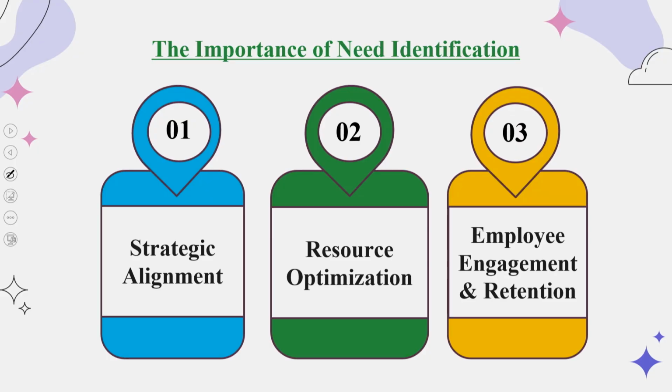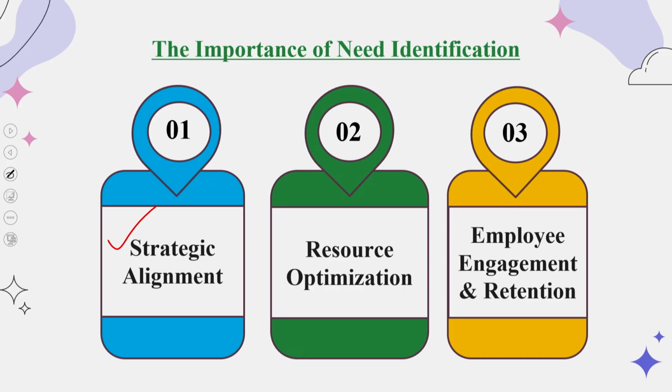Let's understand the importance of need identification. We see that need identification is all about strategic alignment. The moment you talk about need identification, it directly ties training efforts to the organization's strategic goals. Whether the objective is to increase operational efficiency, or support a digital transformation, or improve compliance or enhance customer service, identifying the learning needs ensures that every training initiative contributes to the broader business vision. This alignment reinforces the value of learning and development as a strategic business partner rather than a support function. So this is where strategic alignment comes into the picture.